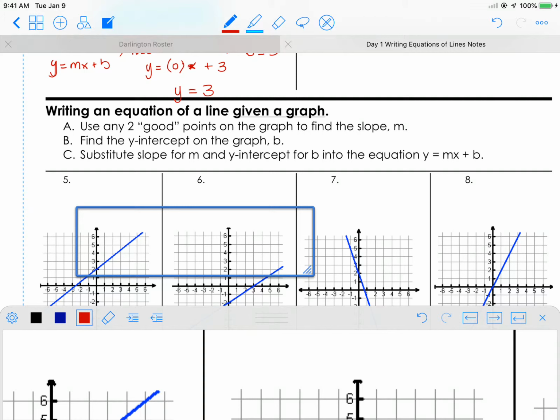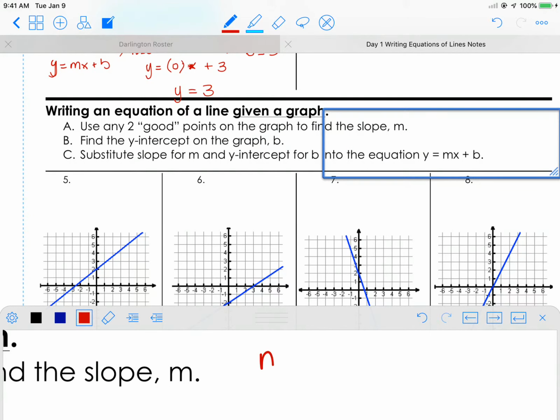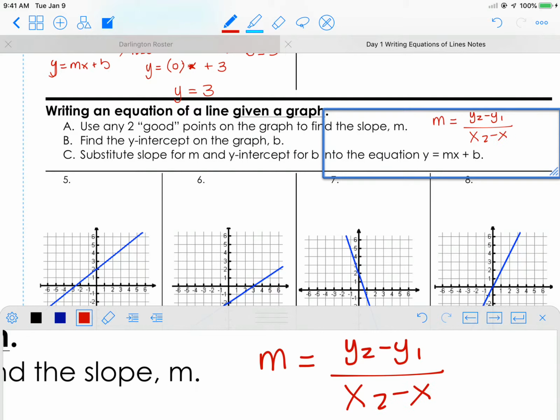Now let's take a peek. Let's find the equation when I'm given a graph. There's a couple of ways we can do it. We can do finding slope, and if we think back to Unit 4, we saw the equation for slope: y2 minus y1 over x2 minus x1, where we can find two good points. Find two good points and then find slope. Or we can count the slope. It's whatever's easiest for you.